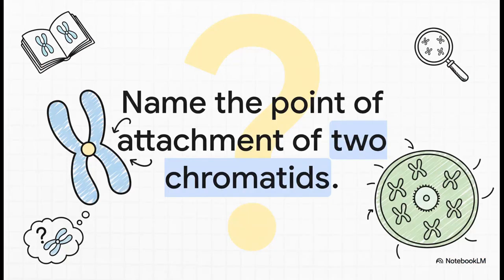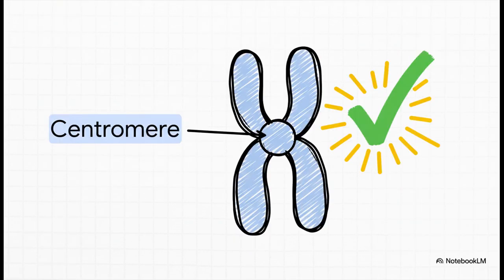First one, you've seen this diagram a million times. What is the point of attachment for 2 chromatids? Go on, you know this one. Centromere, exactly, that's it. That one perfect word is exactly what the board wants to see.